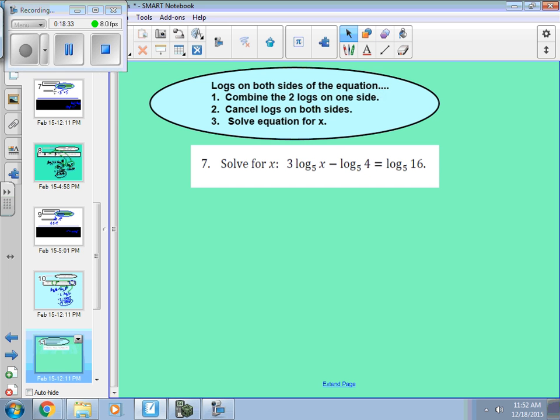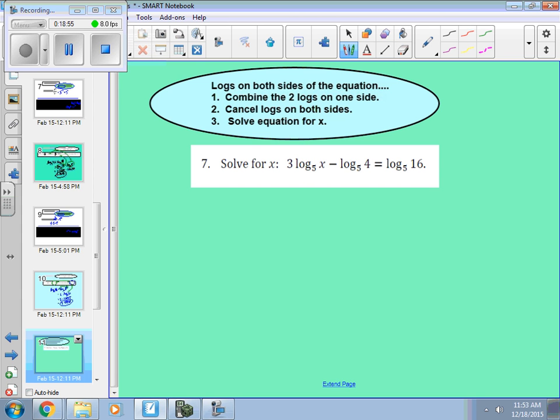So let's look at number 7. They want us to evaluate what this is going to equal. Well, if you see that there's a bunch of logs here, we want to try to combine and get as simplified as possible before we are able to solve, either by canceling logs out or changing it to exponential form.